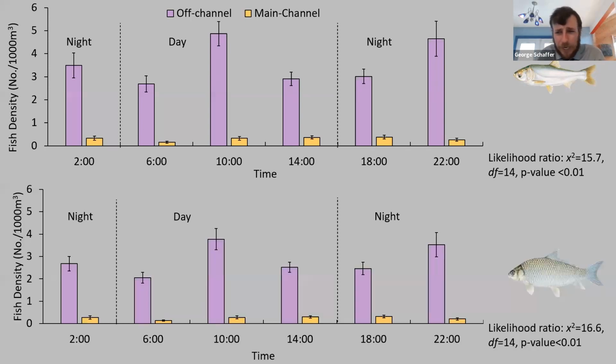And a very similar pattern occurred in our non-planktivore group, where the model was also best explained by the habitat type by time interaction, and through post hoc pairwise comparisons, we saw a very similar pattern to our planktivore species, in that the off-channel habitat had a higher density than the main channel, and there also was not a time effect, also suggesting that non-planktivorous fish were not moving between the two habitat types throughout the day.